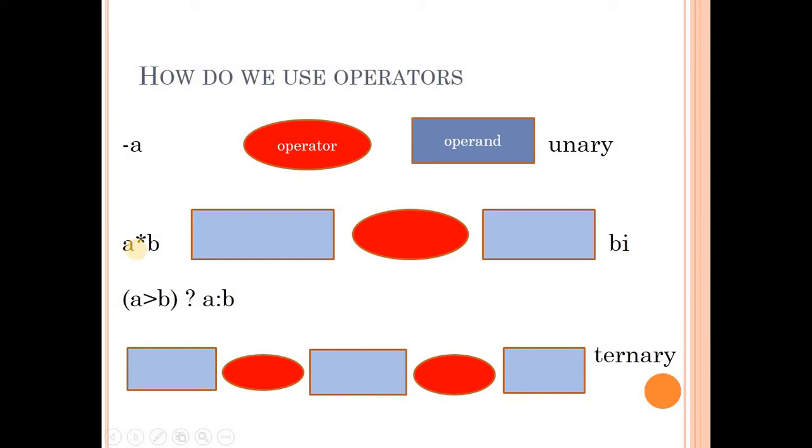Now coming to the ternary operator. In the ternary operator you have three operands and two operators. Here, a greater than b is an expression, then there is the question mark, and a is another operand. Next, b is another operand, and in between you have the colon. So you have three operands. Whenever you work on three operands, it is called a ternary operator. Two operands, binary operator. One operand, unary operator. Based upon this we will discuss all operators.